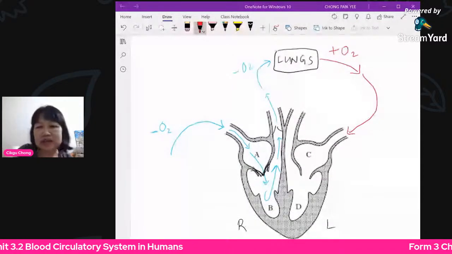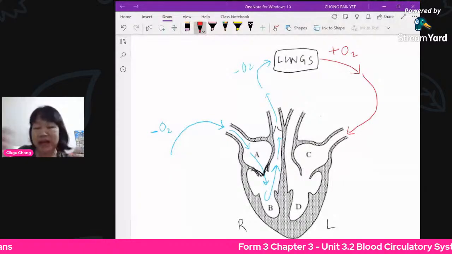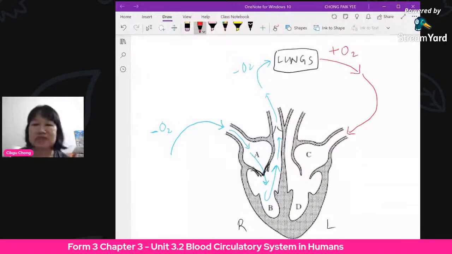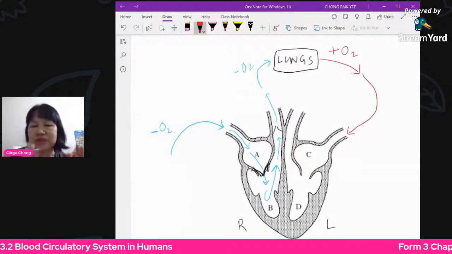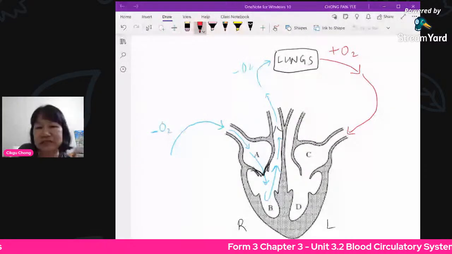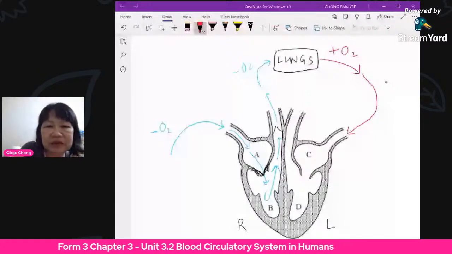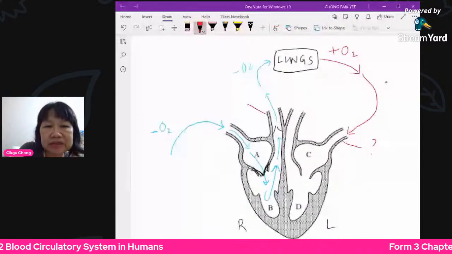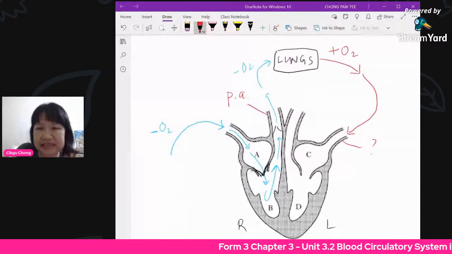So now it has to come back first. Coming back also has a direction. It cannot simply enter the heart. You enter through this one. Who can remember the name of this blood vessel? Just now I forgot to tell you. This one is the pulmonary artery. Now, coming in, yes, the pulmonary vein.